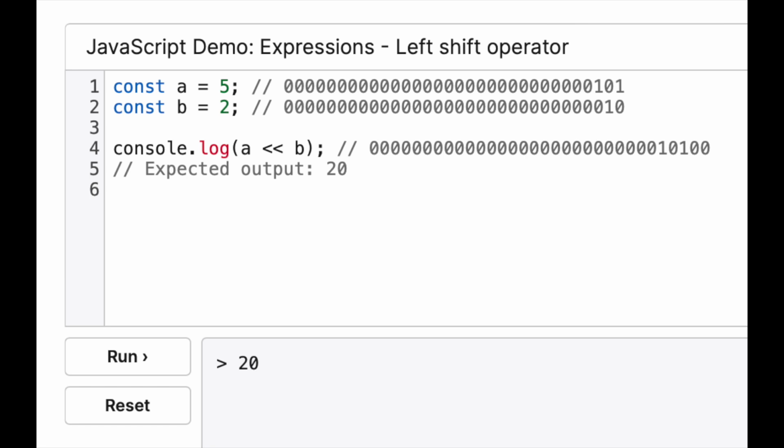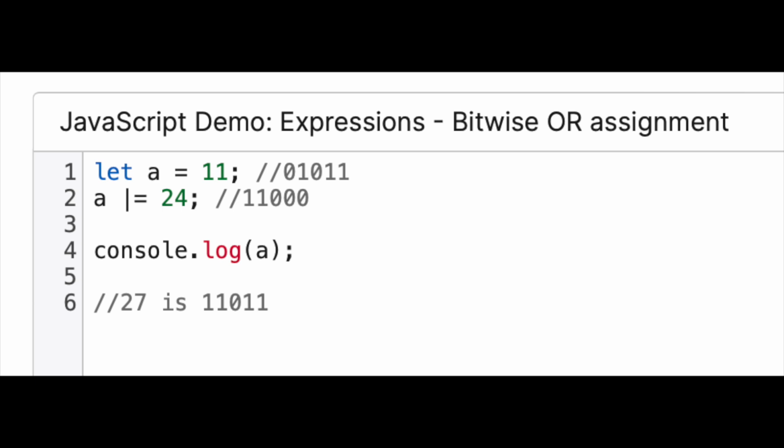All right, and then the other sort of uncommon operator is the bitwise or assignment operator. So let's take a look at that one. And here is the bitwise or assignment operator. So if we let a equals 11, its binary equivalent is right there, 0, 1, 0, 1, 1. A bitwise or assignment of 24 would equal 27, right? Because it's 1, 1, 0, 1, 1. You guys see what happened there? It's bitwise or, and then we assign it.